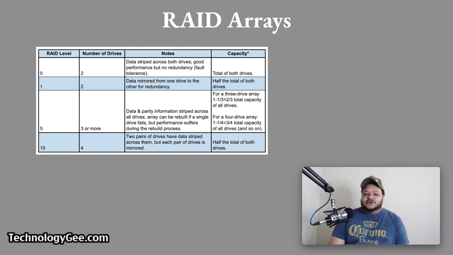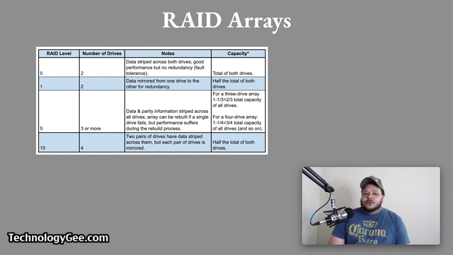So here is a screenshot describing the various RAID levels. You have RAID level 0, 1, 5, and 10. RAID 0 uses two drives and it stripes data on both drives. RAID 1 uses two drives. The data is mirrored from one drive to another drive, which provides true redundancy.